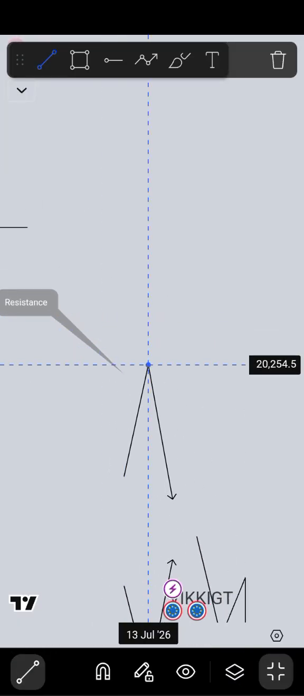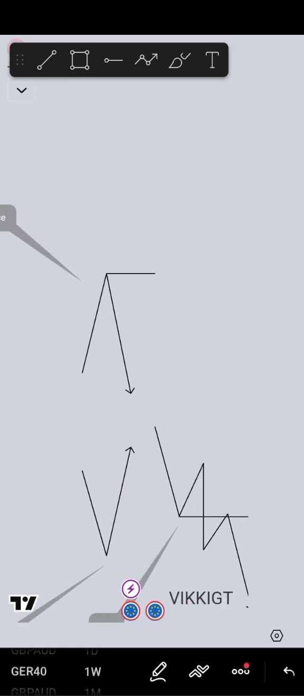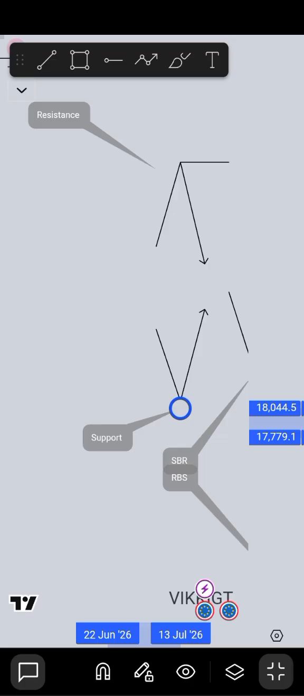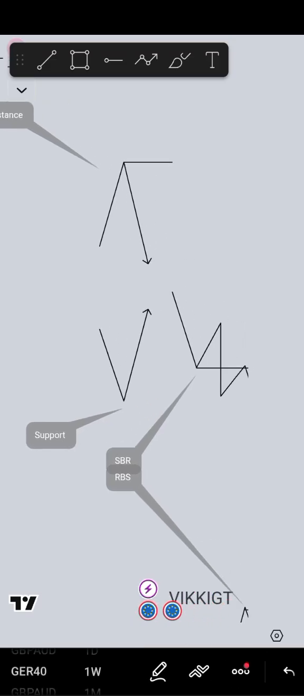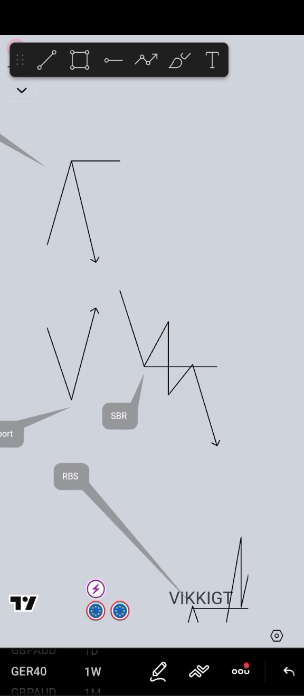I'll head over to the line chart to show you guys. So this is a resistance key level. This is your support key level. Support key level for buys, resistance for sells. So this is a point where you have a support break to become resistance.